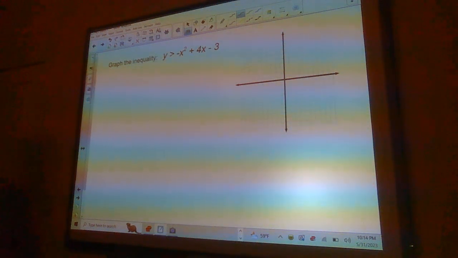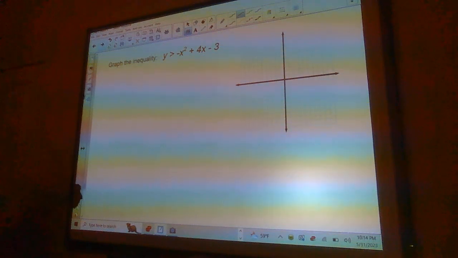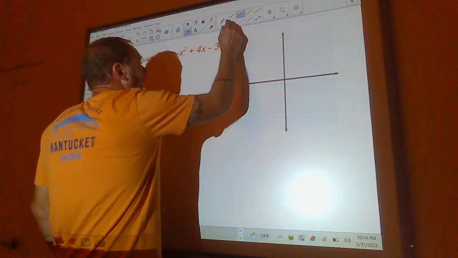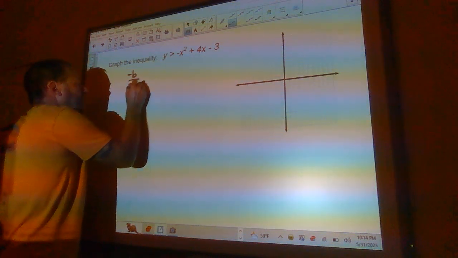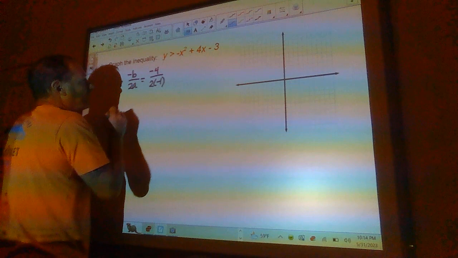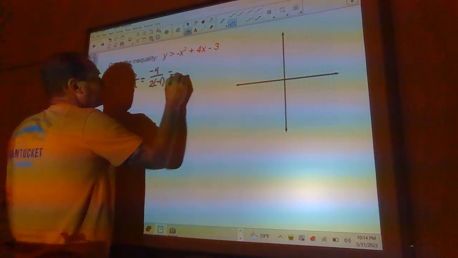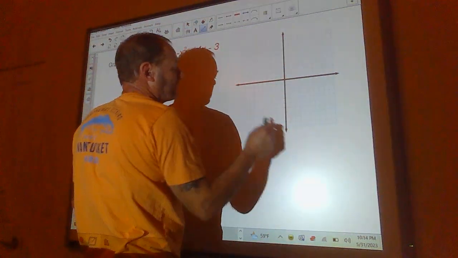All right, go ahead and pause this one and do this problem right here. And then take a look and see if you got it right. Okay, so negative b over 2a is going to be negative 4 over 2 times negative 1, which is going to be 2. So I've got an axis of symmetry at 2.